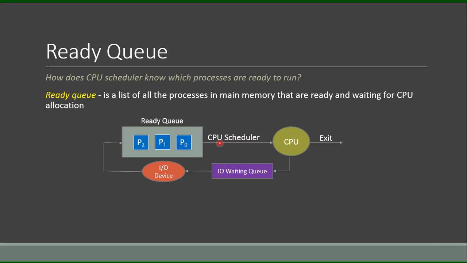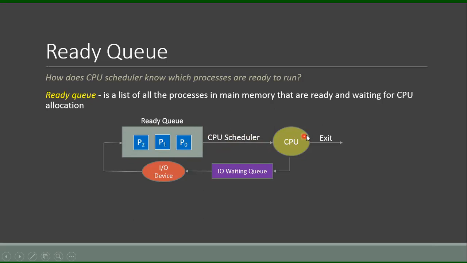The CPU scheduler will select one of these available processes in the ready queue and allocate the CPU to it. Suppose the CPU has selected process P0 from the ready queue and allocates the CPU to P0. So P0 will be executing on the CPU, leaving behind two processes in the ready queue, P1 and P2.